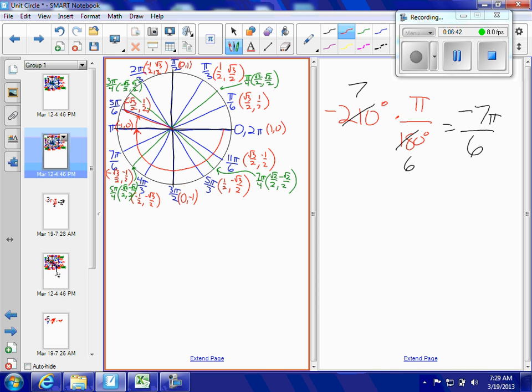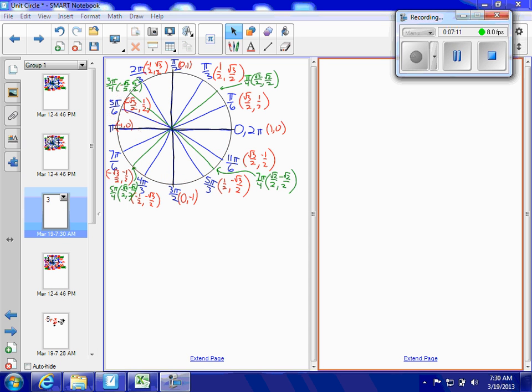Well, it says 5 pi over 6, but remember, I'm going negative. So I know that from my 0 starting point, around the outside of the circle, if I go all the way here, I've gone negative pi, which is 6 pi over 6, and I go one more negative pi over 6, that's negative 7 pi over 6, and I'm in the exact same spot. So again, I'm pretty confident in that answer as well.